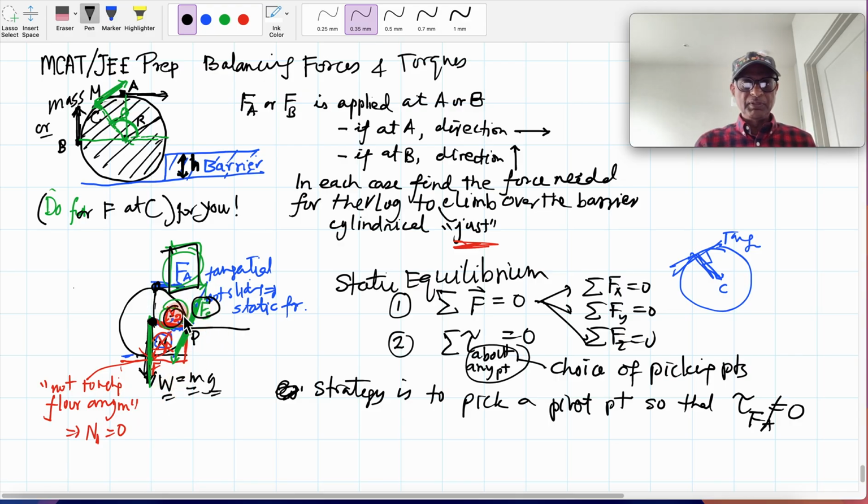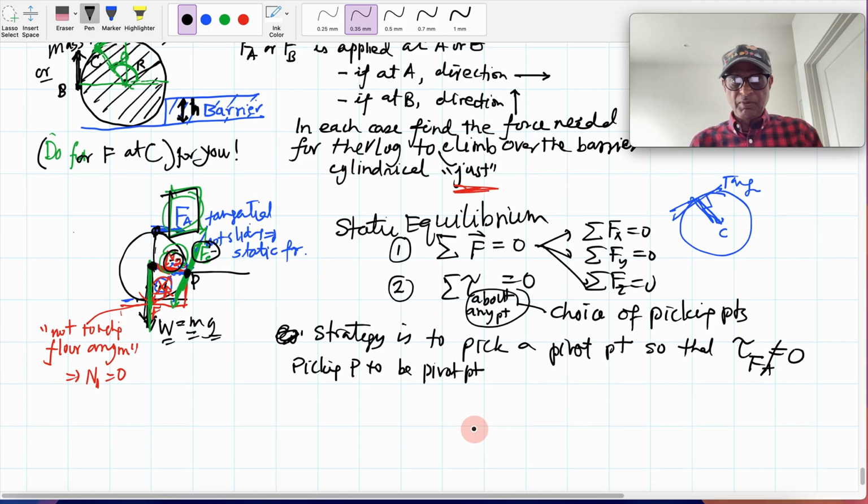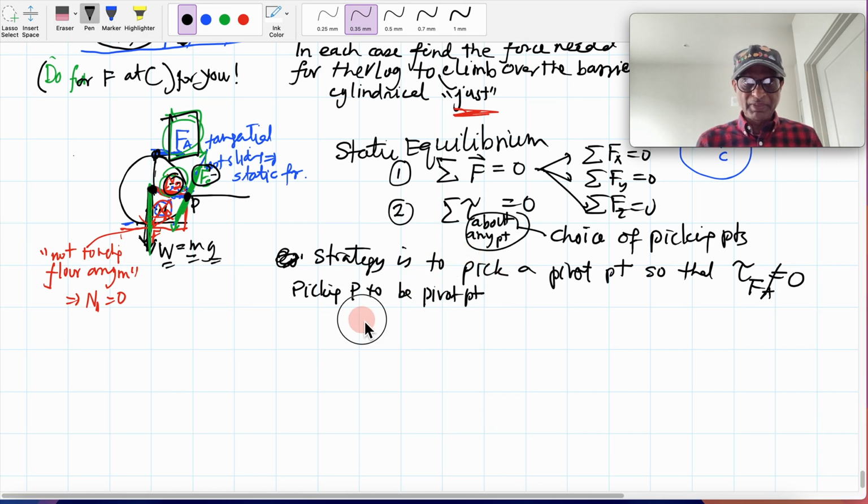then these two forces go right through here, and I don't need to compute their torques, right? So that means picking P to be the pivot point, and we have solved our problem. We'll have torque from N2 equal to 0 and torque from friction force equal to 0.